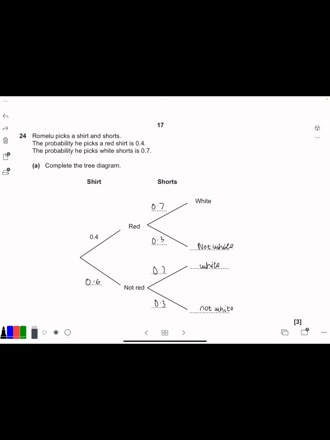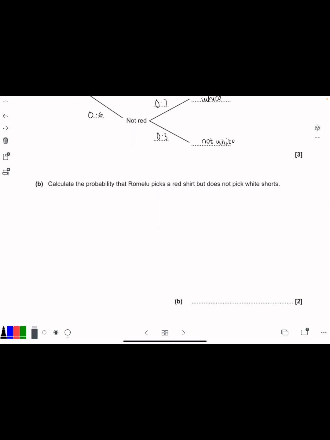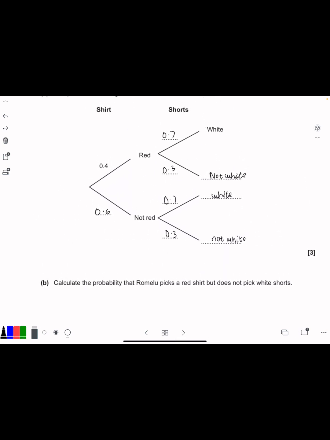And now calculate the chance that Romelu picks a red shirt but does not pick white shorts. That would be 0.4 times 0.3, which is 0.12. Because the chance of picking a red shirt is 0.4 and does not pick white, as we can see from the diagram, is 0.3.